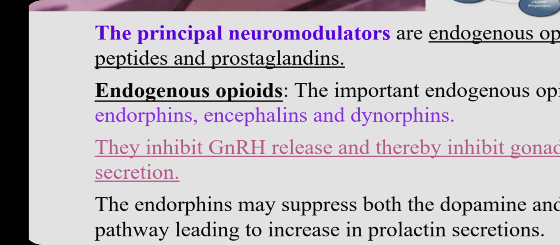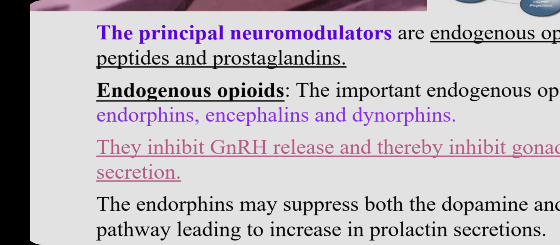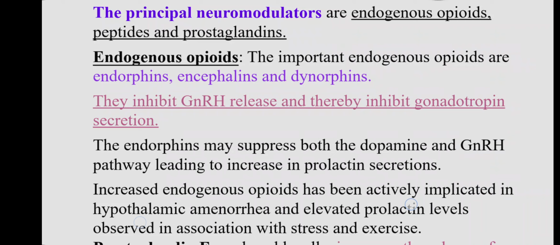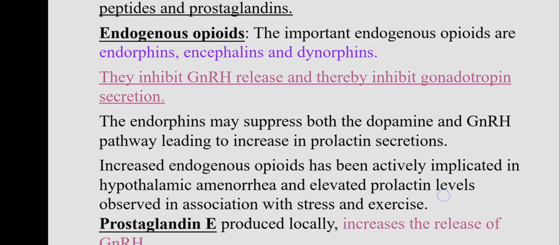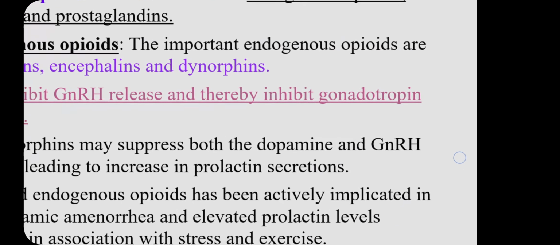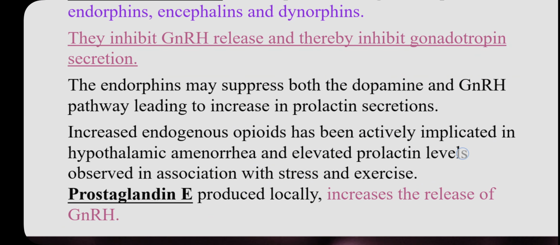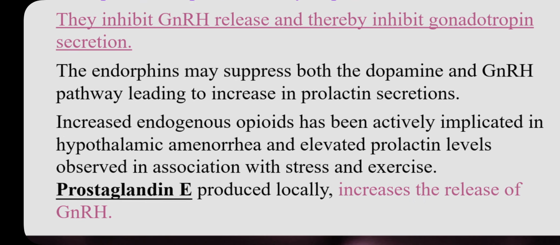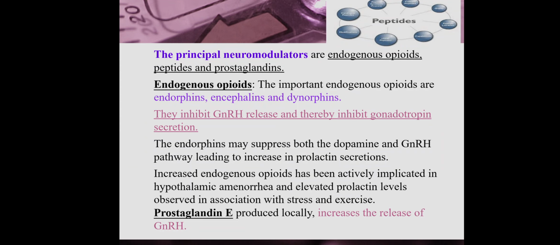So inhibit, so negative feedback effect will be seen here. They inhibit the release of GnRH, the endogenous opioids, which are 3 in number: endorphins, encephalins, and the dynorphins. The endorphins may suppress both the dopamine and GnRH pathway, leading to increase in the prolactin secretion. Increased endogenous opioids have been actively implicated in the hypothalamic amenorrhea and the elevated prolactin levels observed in association with the stress and exercise. Prostaglandin E produced locally increases the release of GnRH.